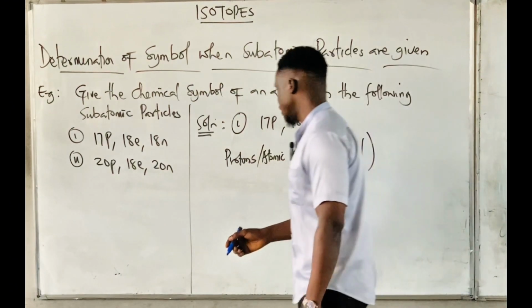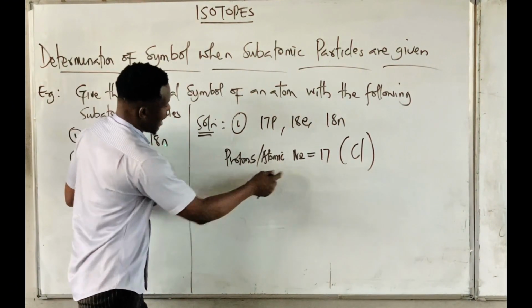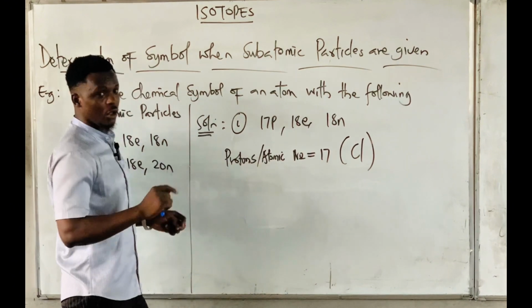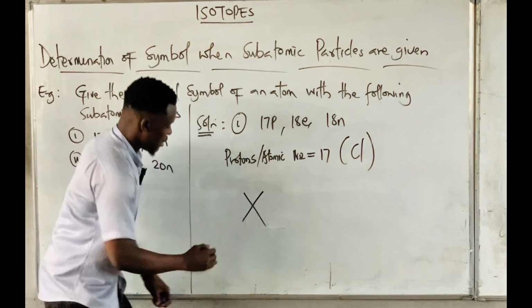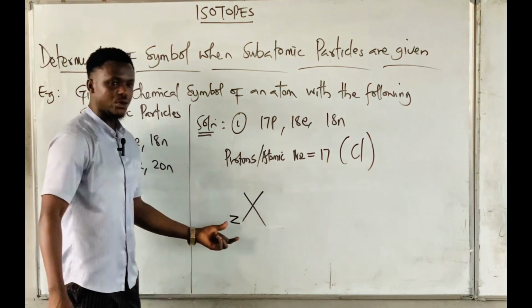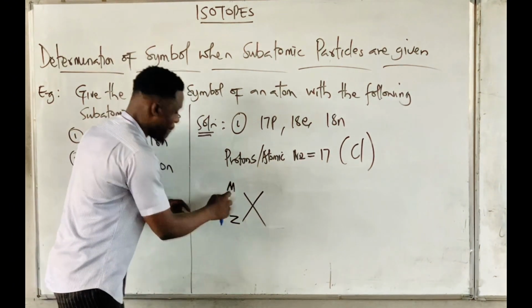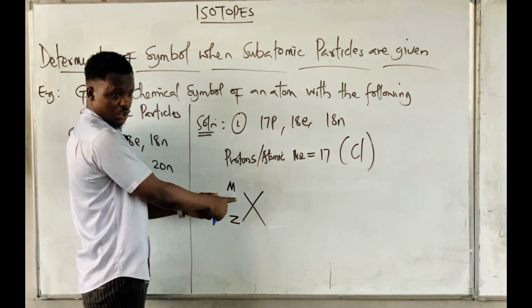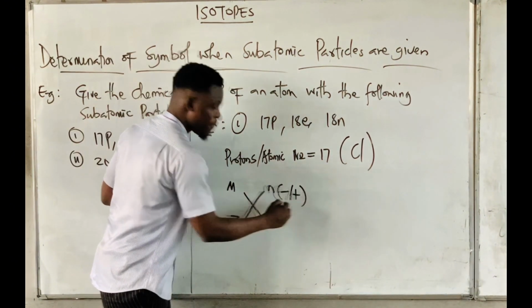The next thing I'm going to do here is, please look up. I've gotten my proton number. Recall, if I want to get a chemical symbol, this is what I'm looking out for. I need to know what my atomic number is so that I'll attach it here. I also need to know what my mass number is so that I can attach it. Is it not so? In some cases, I need to know whether it is plus or what? Minus.